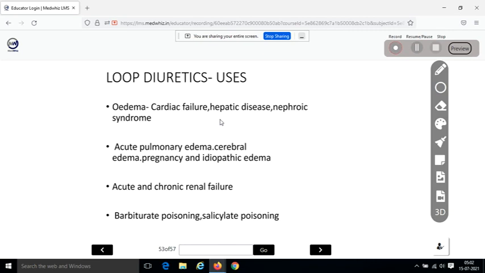Therapeutic indications: it is used in edema, acute pulmonary and cerebral edema, pregnancy, acute and chronic renal failure, barbiturate poisoning, and salicylate poisoning. In mild hyperkalemia, after acute management of severe hyperkalemia, loop diuretics can significantly enhance urinary excretion of potassium as a means of reducing total body stores. This response is enhanced by simultaneous sodium chloride and water administration.